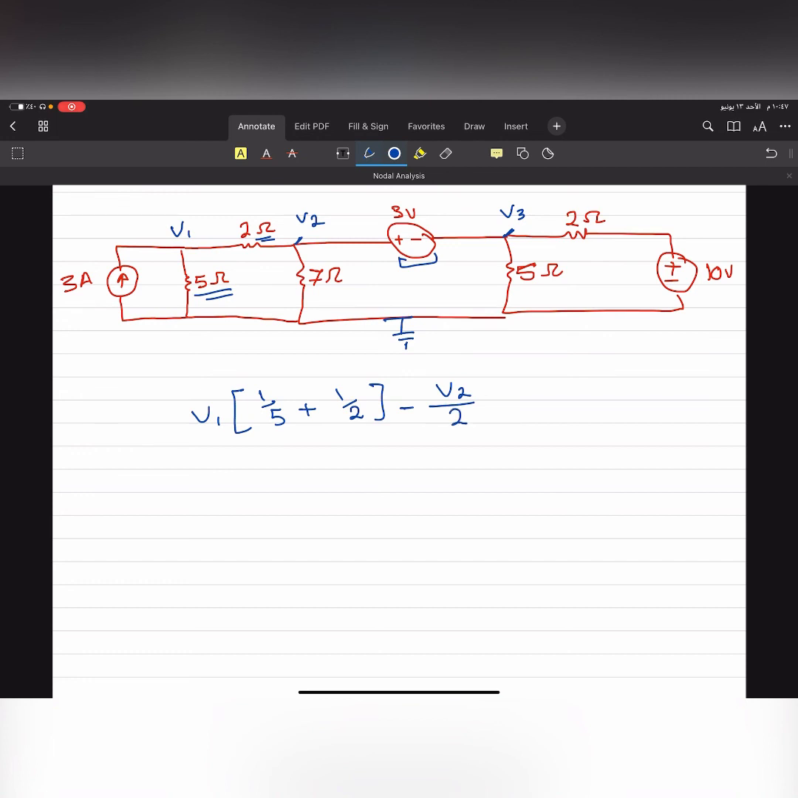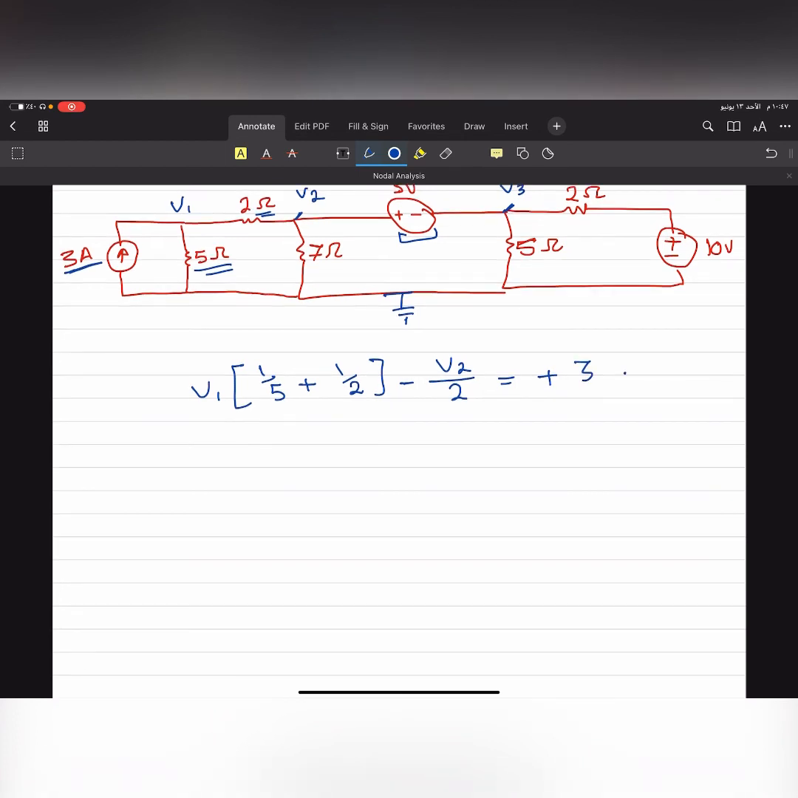Is there any mutual voltage? No. That equals the current, which is 3. Is 3 entering or leaving? Since 3 is entering, it will be positive 3. This is equation A.